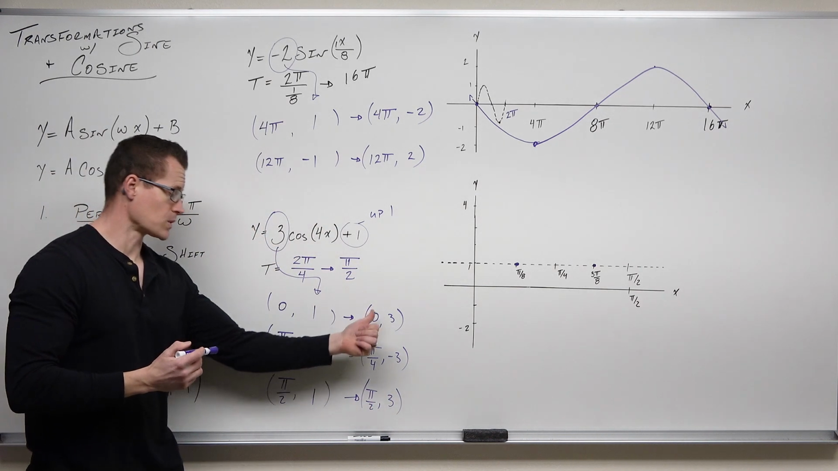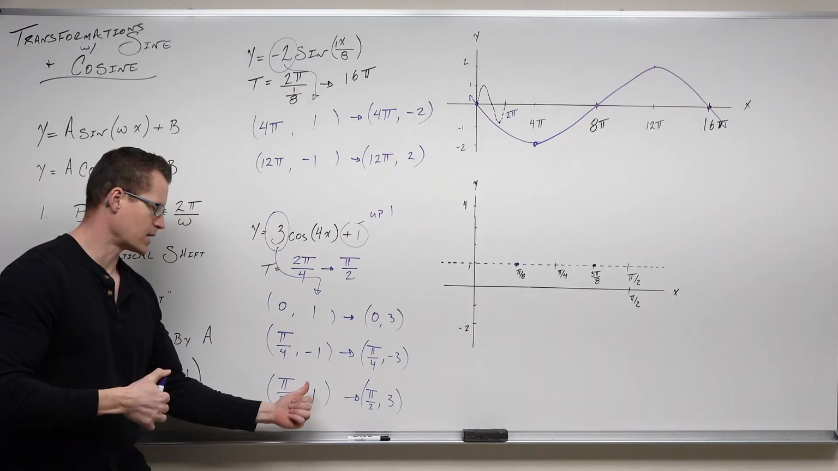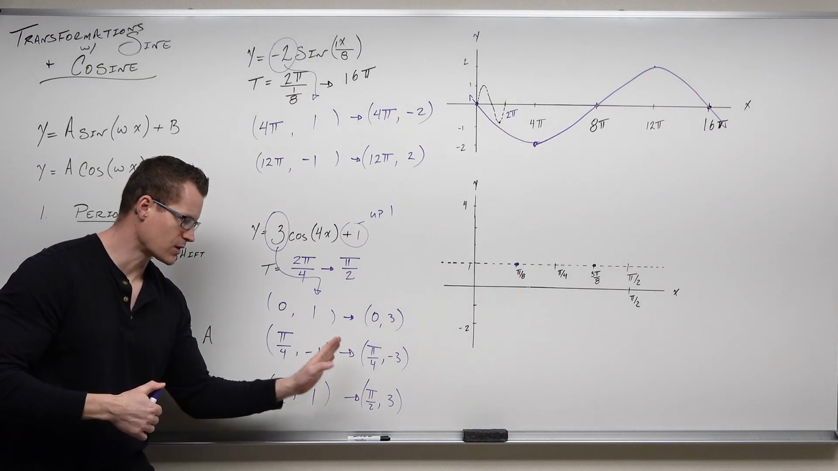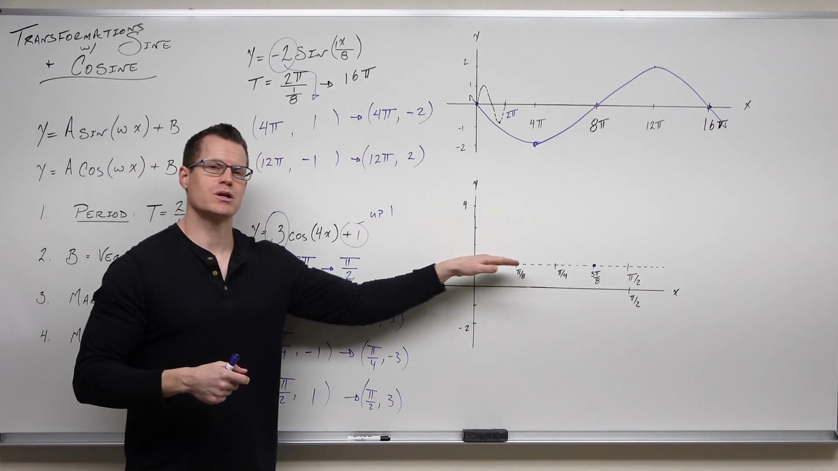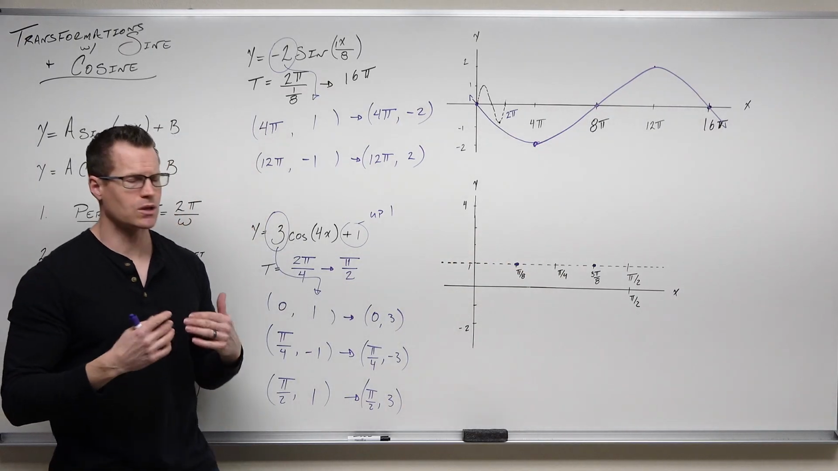So we'd get 0, 3, and we get -1 times 3 here. We get 1 times 3 here. So pi over 4, -3, pi over 2, comma 3. Those are our new key points. We're going to plot them in relation to our shifted x-axis. So there's a lot going on here.